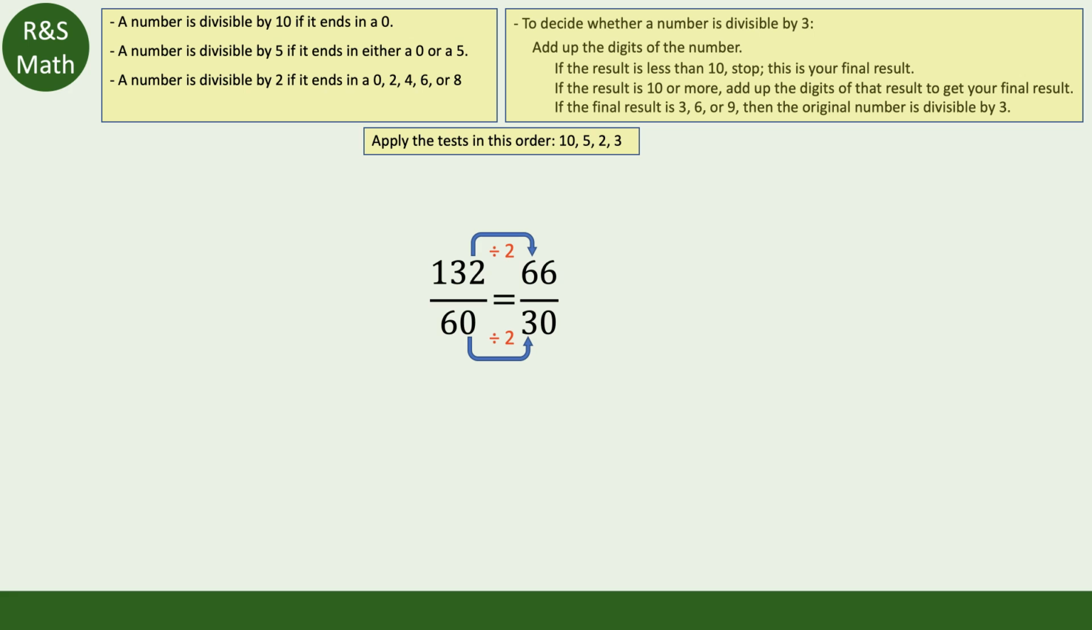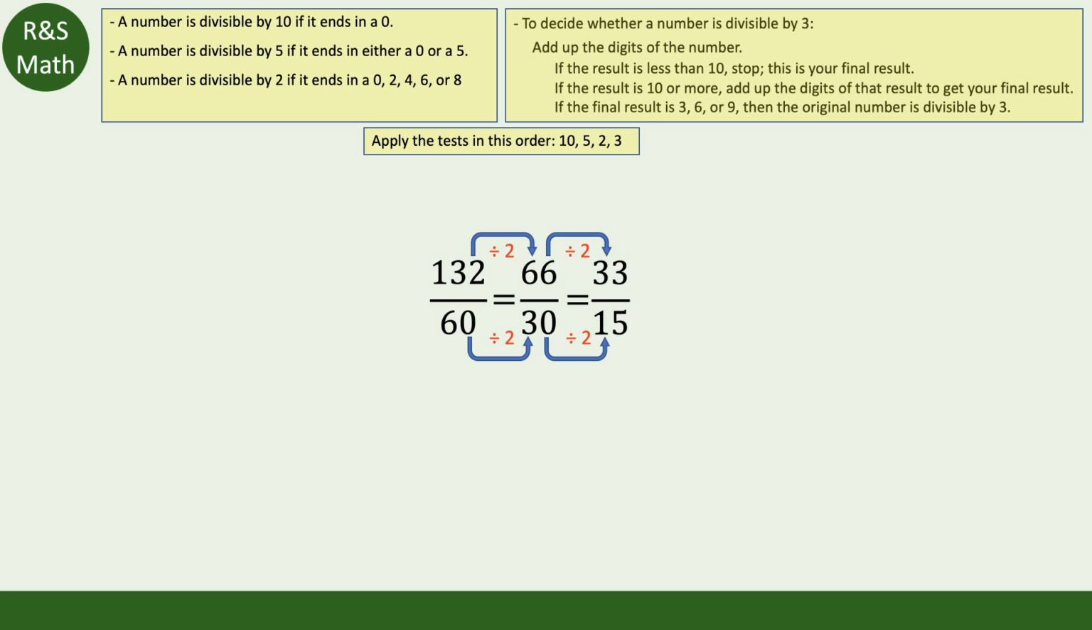We don't have to test 10 and 5 since those tests failed the first time, but both 66 and 30 end in 0, 2, 4, 6, or 8, so both are divisible by 2. Dividing both by 2 gives 33/15ths. Are we done? As before, we don't need to try 10 and 5, but we do need to ask ourselves whether 2 would work again. But 33 is not an even number, so it is not divisible by 2.